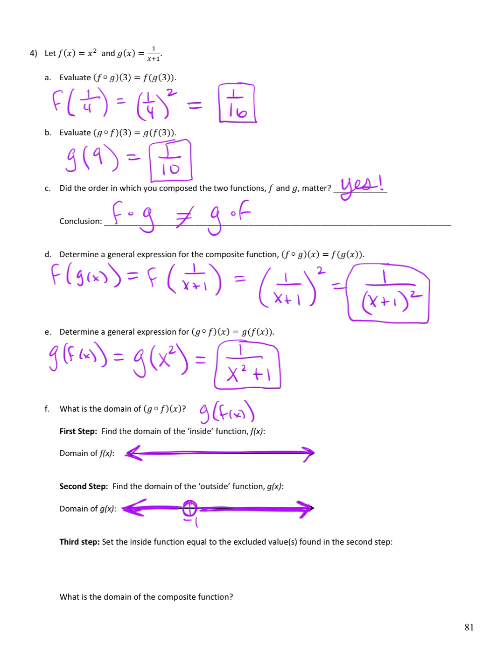And then the third step says set the inside function equal to the excluded values found in the second step. So my second step, the excluded value is -1. My inside function f of x needs to get set equal to -1. So I would set x squared equal to -1. And then I have to solve this, but there is no x. There is no x that when you square it, you'll get -1. So this is no solution. So there are no additional excluded values for x. So the domain of the composite function is all real numbers.